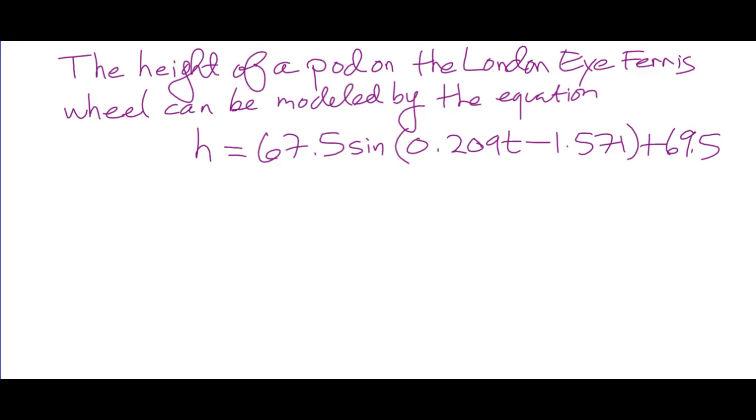Okay, so we've done Ferris wheels. What can you tell me about the London Eye Ferris wheel? It's a circle. That's good. We're going to lump you in with that 75% of the province. I'm going to get that one wrong.